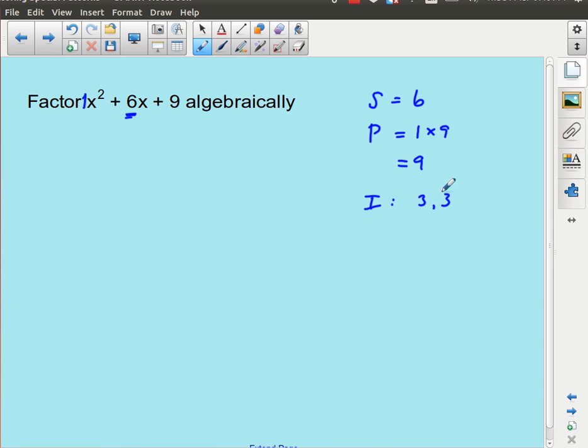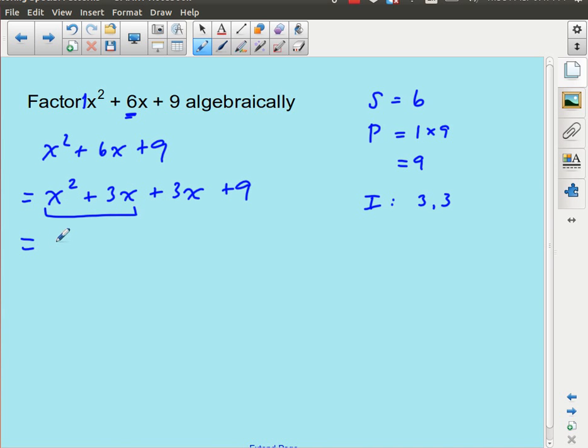So 3 times 3 is 9. Positive 3 times positive 3 is 9. Positive 3 plus positive 3 is 6. So x squared plus 6x plus 9 can be broken into x squared plus 3x plus 3x plus 9. Then I do factoring by grouping. These two first terms have an x in common, and then I have an x plus 3 left over when I divide by x. I bring down my plus sign.